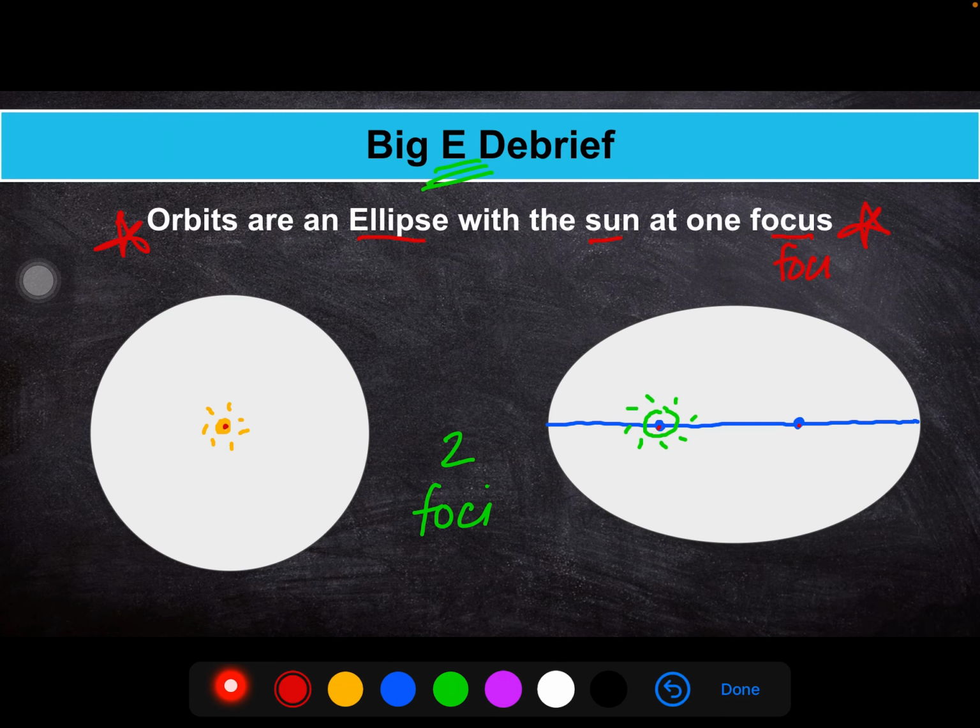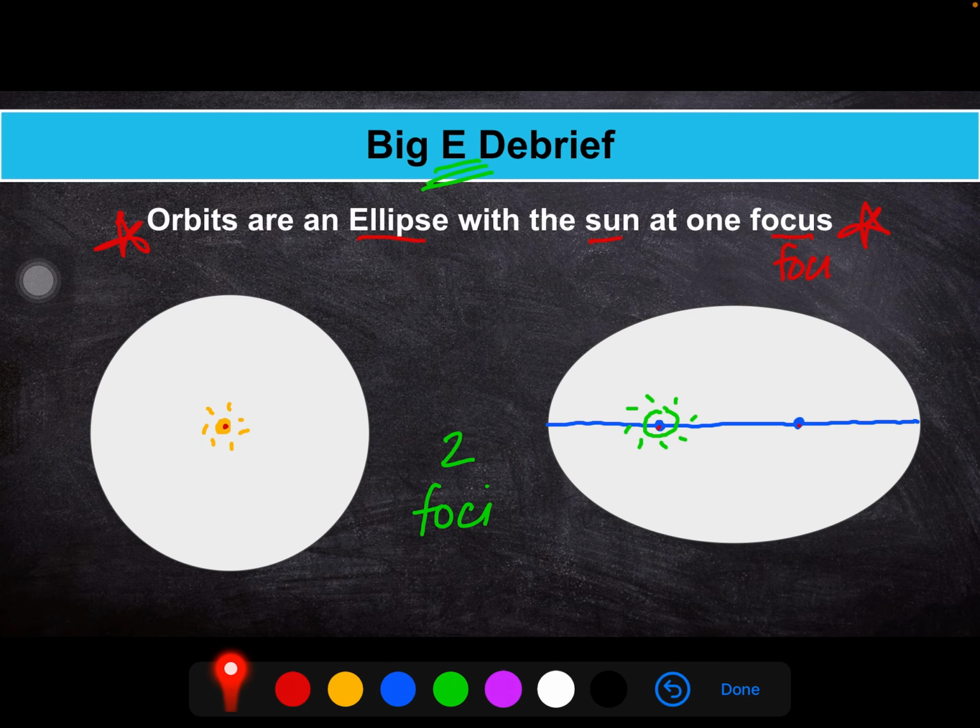And the tricky thing is this other point right here, it's nothing. It's there mathematically and gravitationally. It's not an object. And I did get some questions also with the sun. It doesn't always have to be the left or always have to be the right. It depends, right? So ellipse is that oval shape, 2 foci, and the sun at one of them.